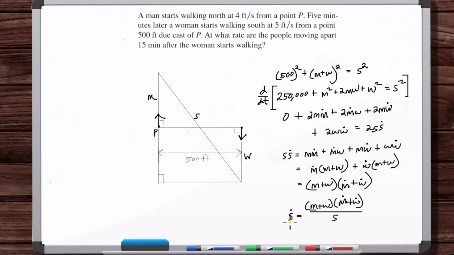There we go. That's S dot. So now we just need the M dot and W dot. Based on the method the book uses, we know what M dot and W dot are. M dot is 4 feet per second, W dot is 5 feet per second, but do we use positive or negative? Well, we look at our equation that we made to relate the variables.